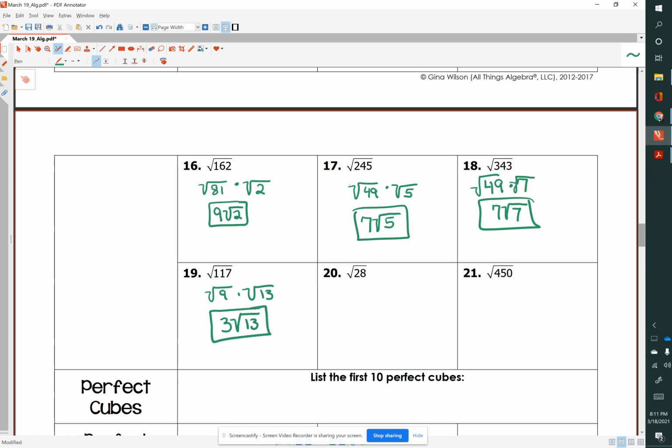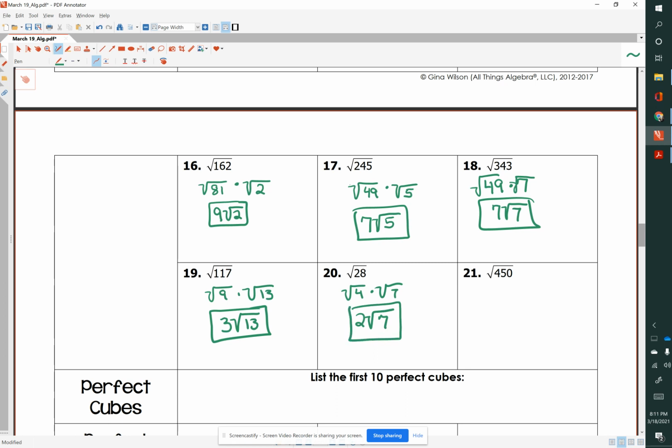Number 20 can be thought of, 28 can be thought of as 4 times 7, and 4 is a perfect square. So the square root of 4 is 2. So 2 times the square root of 7.